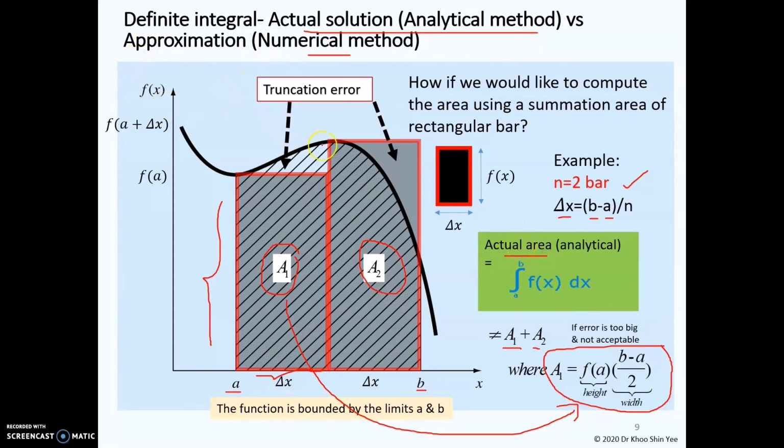However, if you look at this graph, the truncation error is too large. Since the error is too large, the summation of A1 plus A2 is far away and not equal to the actual area. Therefore, we can say this numerical solution is not acceptable.